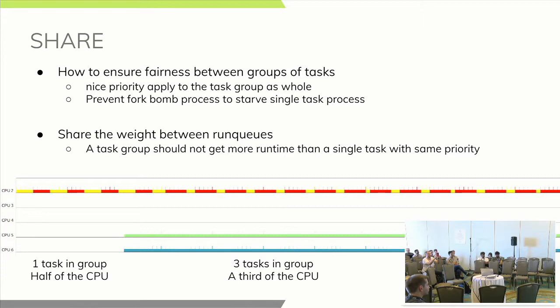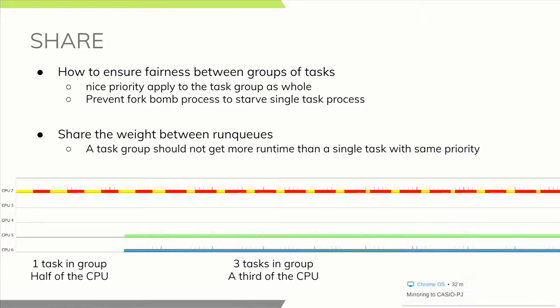So in this example, I'm starting with 2 groups, and I have only 1 task in each group. You can see that we have the same amount of running time for each task, so for each C group. And then I'm starting 2 tasks in one of the groups, which means that I have one group now with one task, and another group with 3 tasks running on 3 different CPUs.